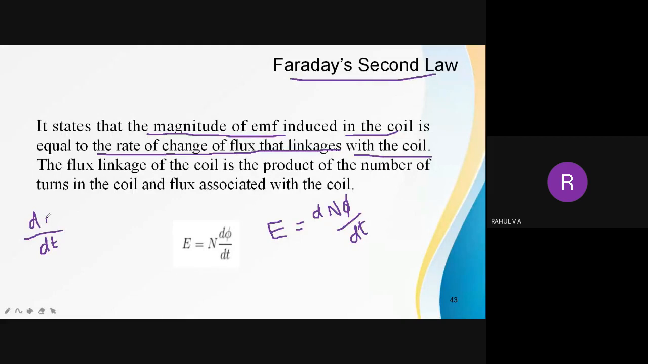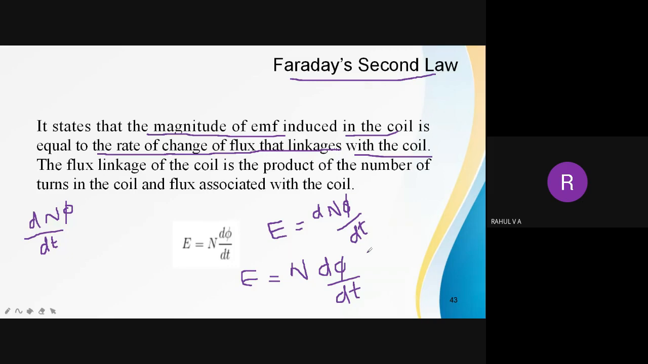So d by dt of n phi. So EMF is equal to d by dt of n phi, where n is constant. So I can take n outside. So E is equal to n d phi by dt. So that is about how much EMF is induced in the circuit.